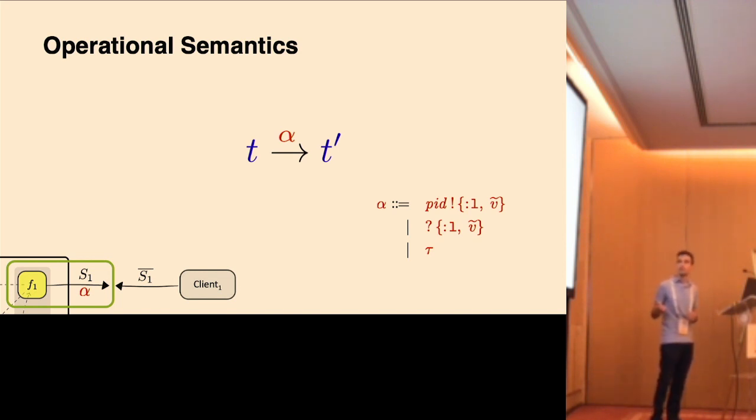It can be some side effect alpha that we call an action. This action can either be an external action, that means a message is being sent, in this case it sends a message, or it receives some other message. However, you can have some internal action tau.